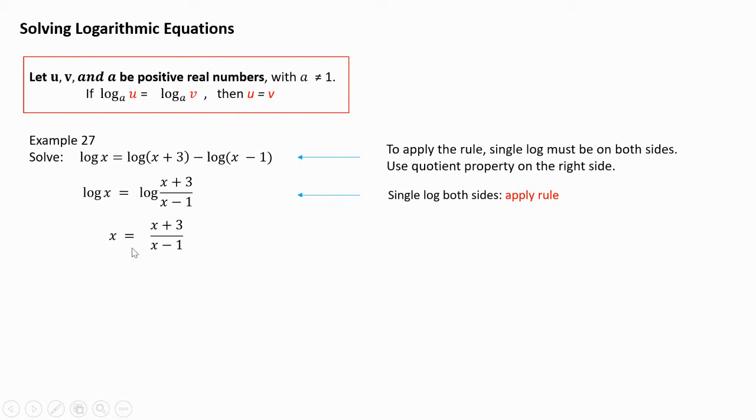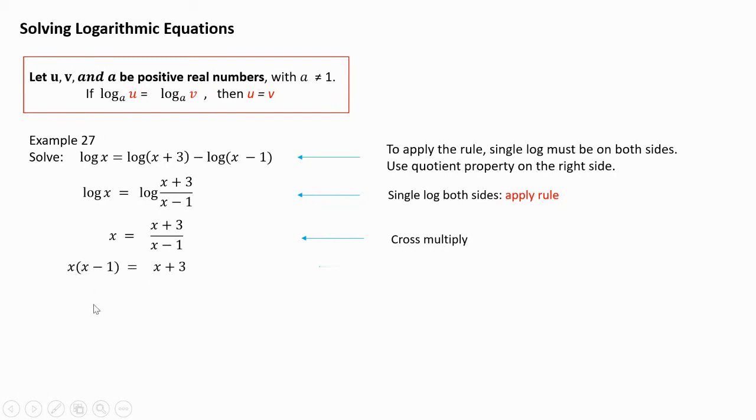Now let me continue here. You can solve it by using the cross product, or by multiplying both sides by x minus 1. What I'm going to do is cross multiply. This is the same thing as x over 1, so I'm going to multiply x times x minus 1 and 1 times x plus 3. So this is what I get.